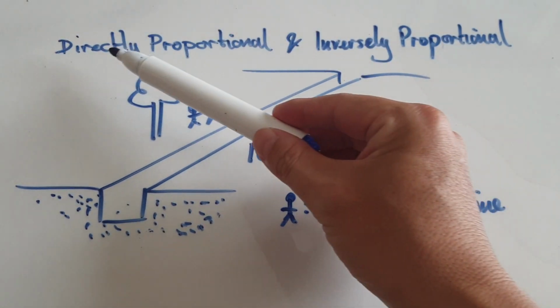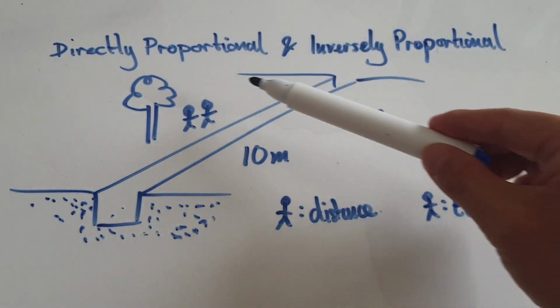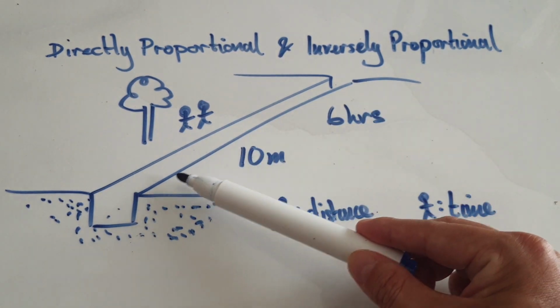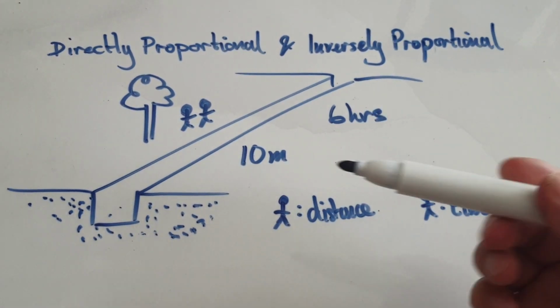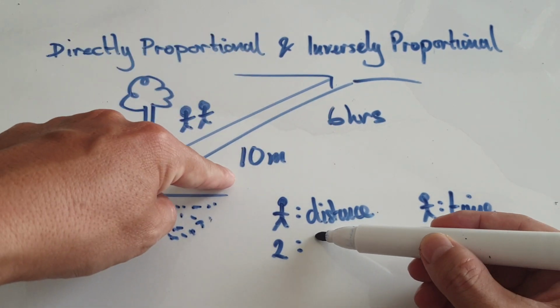Let's try to understand the difference between directly proportional and inversely proportional. So imagine you've got two people, and it takes 6 hours to dig a trench that's 10 meters long. So here you've got two people, taking 6 hours to dig 10 meters.